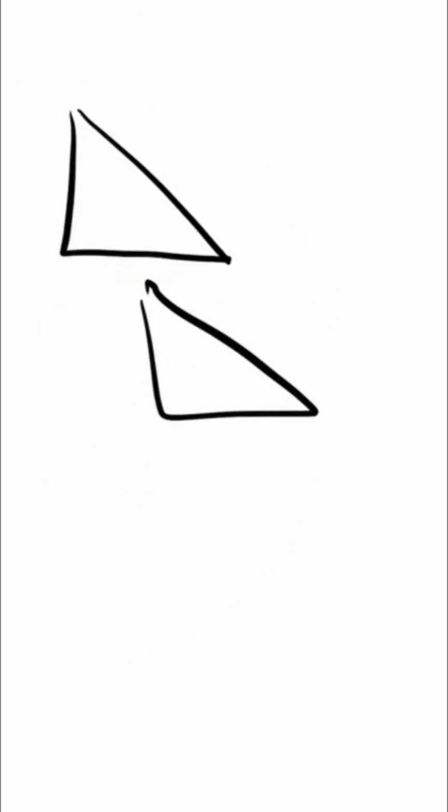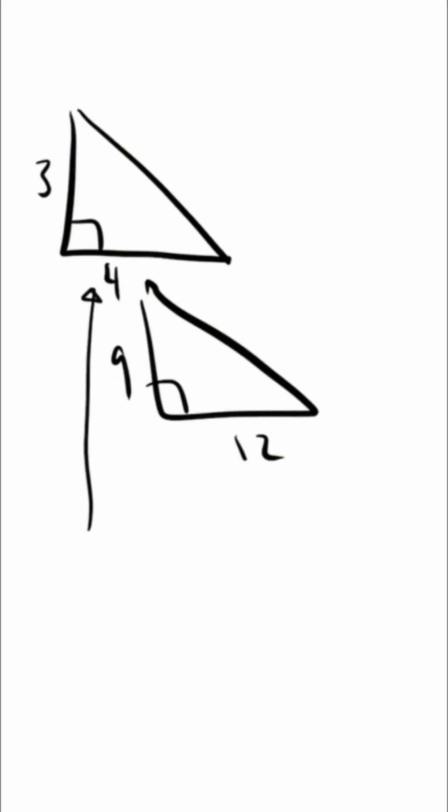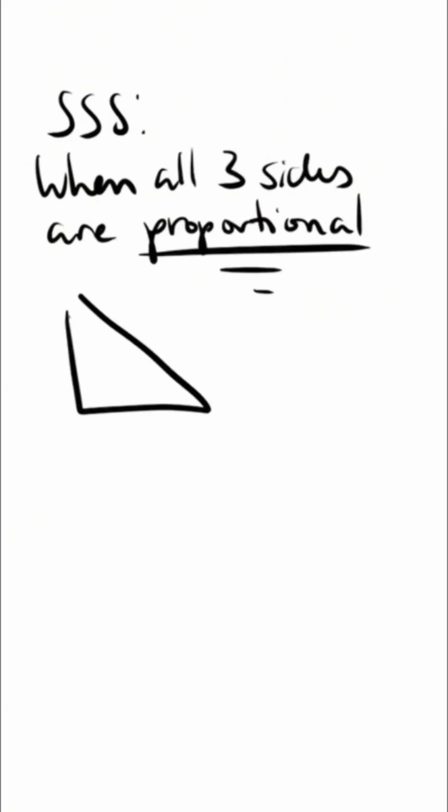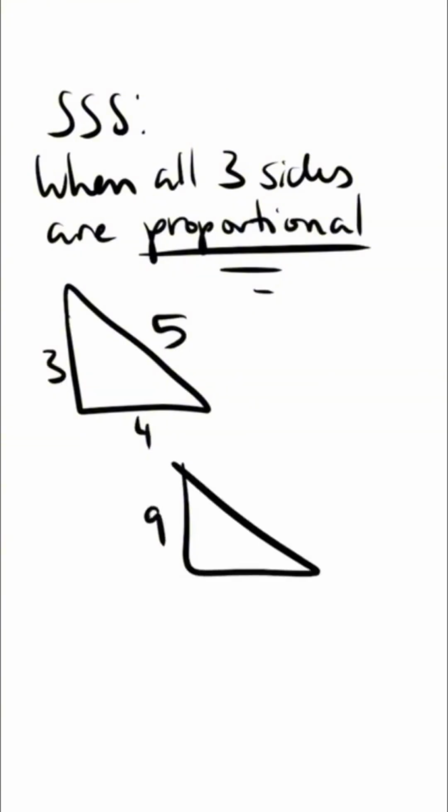So for example, if we had two right triangles, one with legs 3 and 4 and one with legs 9 and 12, since their legs are proportional with a scale factor of 3, and we know that the angles in between their legs are 90 degrees, these two triangles are similar. The next type of similarity is SSS, or side-side-side, and it's when all three sides of two triangles are proportional. So for example, a 3, 4, 5 and a 9, 12, 15 triangle are similar.